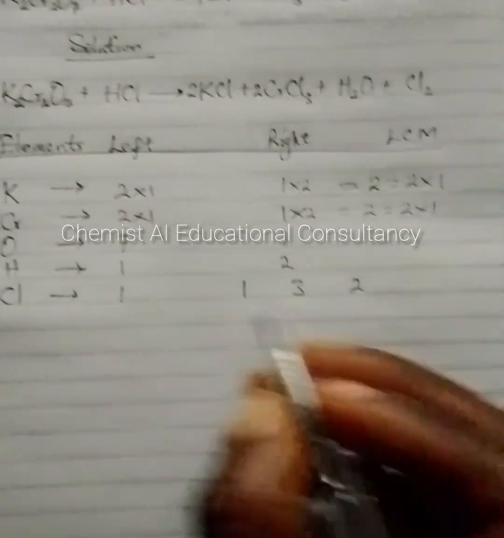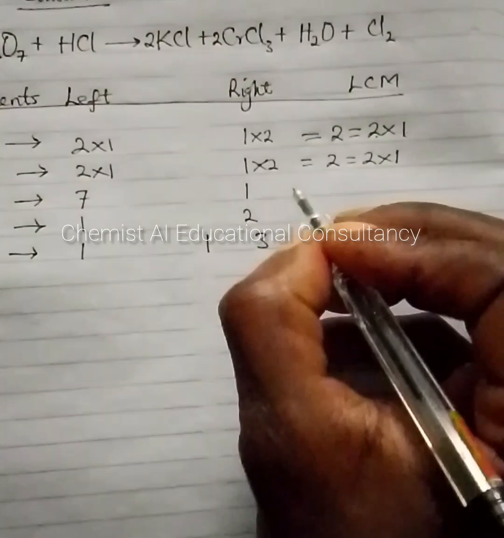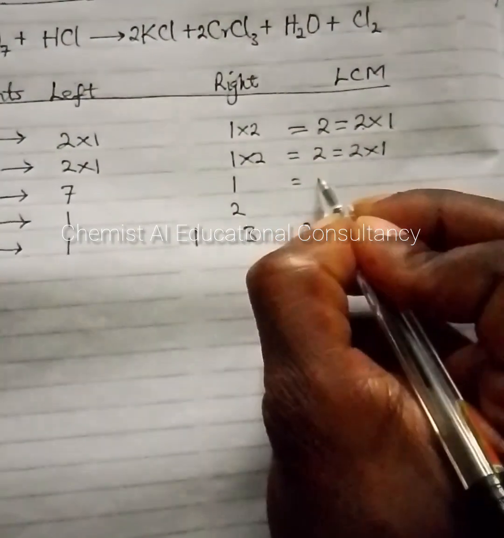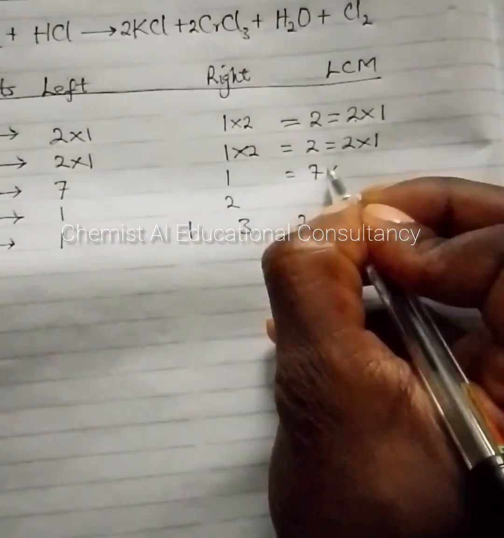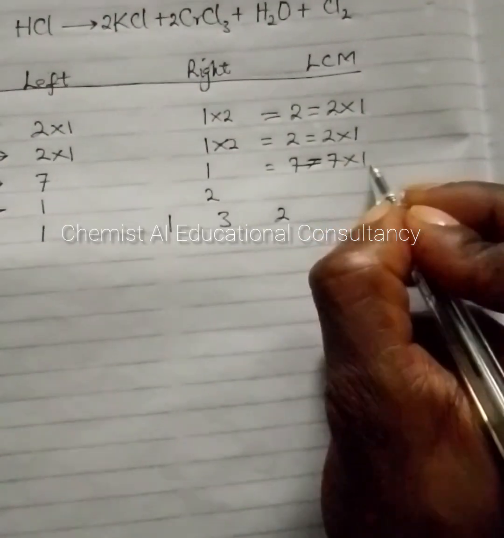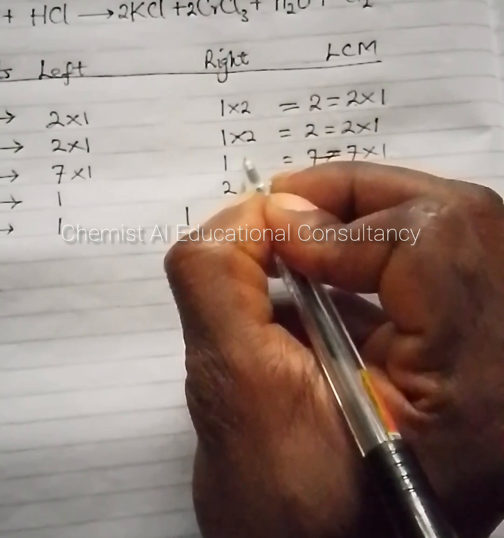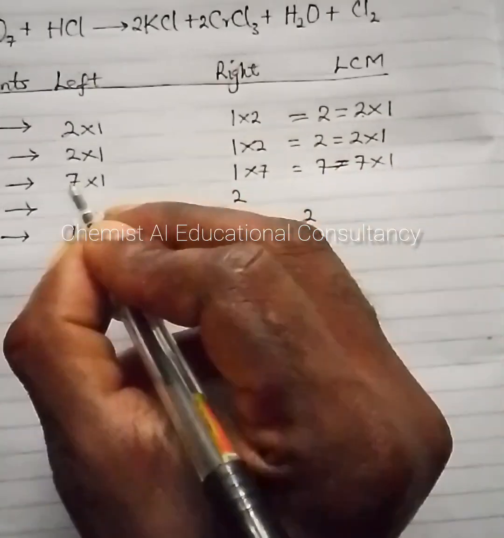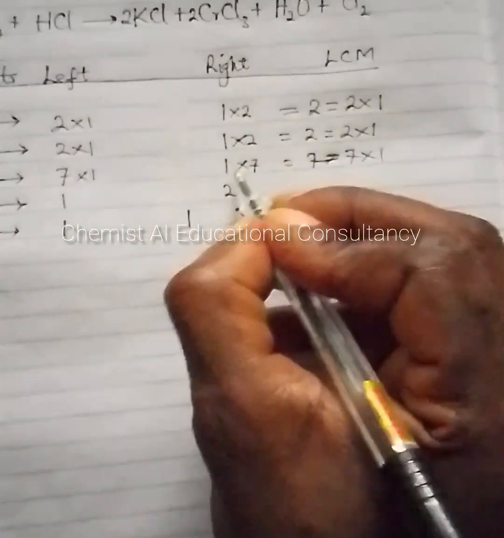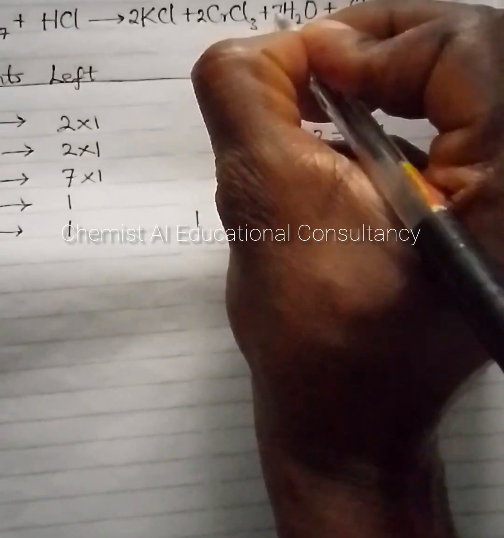The next element is oxygen. 7 at the left, 1 at the right. Now, the LCM of 7 and 1 is 7, right? And this 7 means 7 times 1, which means 7 times 1 is 7 and 1 times 7 is 7. So 7 times 1 is already 7 at the left, but 1 at the right will be multiplied by 7. You write 7 at the back of water.